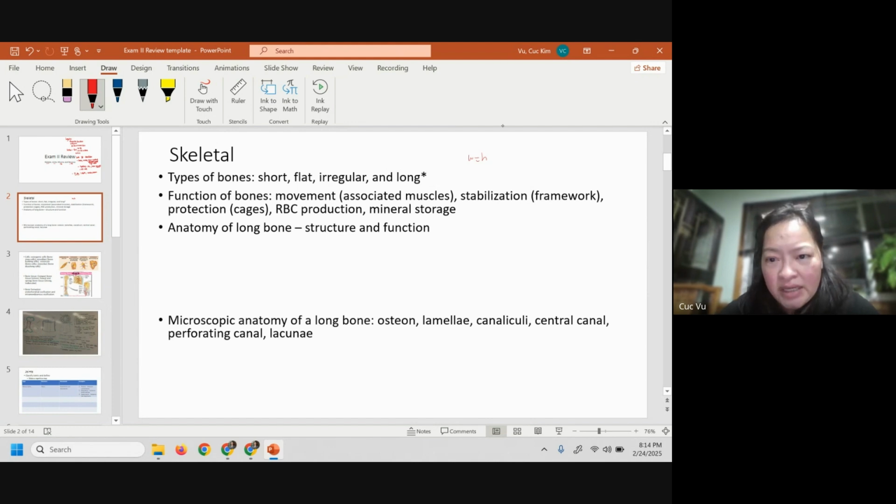Another type of question I can ask is, okay, let's take a look at your zygomatic bone. Your zygomatic bone would be an example of what type of bone?